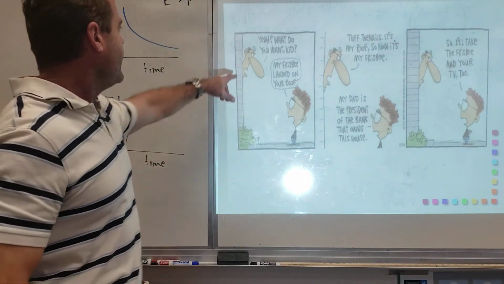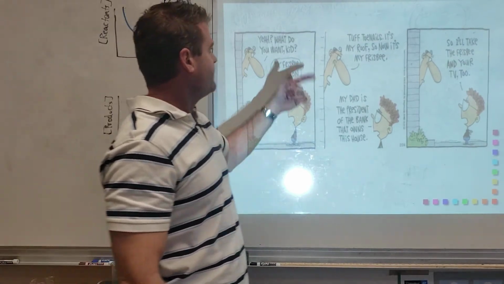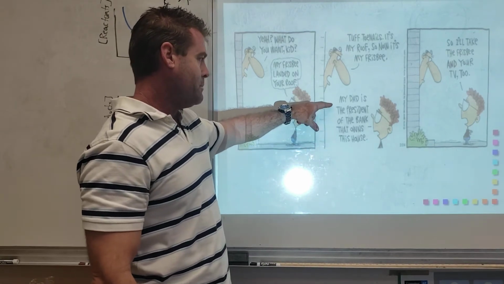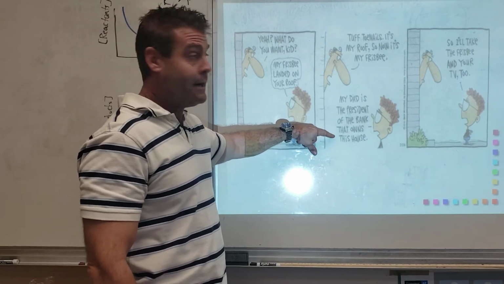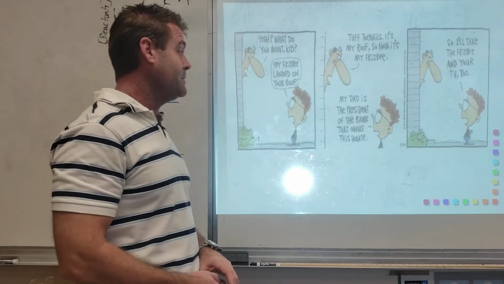Oh, before that. Yeah, what do you want, kid? He says, my frisbee landed on your roof. Tough toenails, it's my roof, so it's not my frisbee. That's kind of messed up. The kid says, well, my dad is the president of the bank that owns this house, so I'll take the Frisbee and your TV too. Man, that kid is pretty bold.